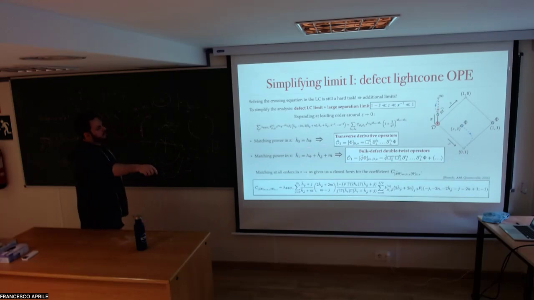By putting this information back in the crossing equation, matching all the orders in 1 over x, we solve the equation and we extract this coefficient C, which relates the transverse derivative operator with this new family of operators, the bulk-defect double twist operators. And this is a very nice closed formula because these are some finite sum in the tensor structure.